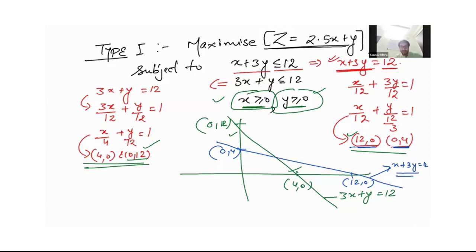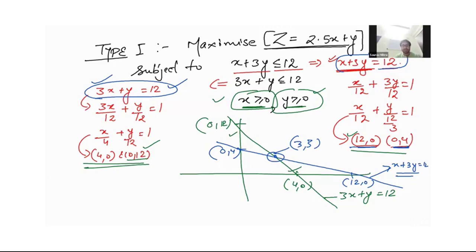Now there is one intersecting point, so we have to find this also. For that we have to solve the equation 3x plus y equals 12 and this equation, so we will get our common intersecting point. How to solve? By elimination or by substitution. If you solve, you will get the intersecting point as 3 comma 3.